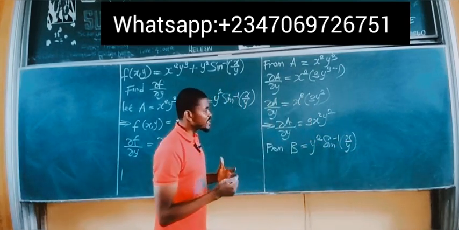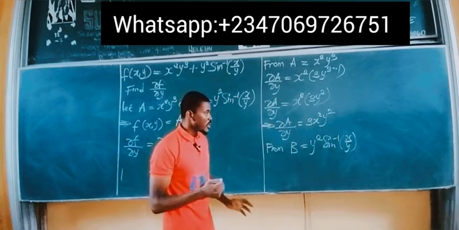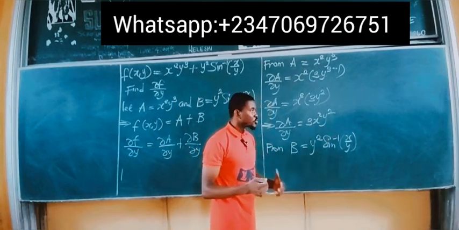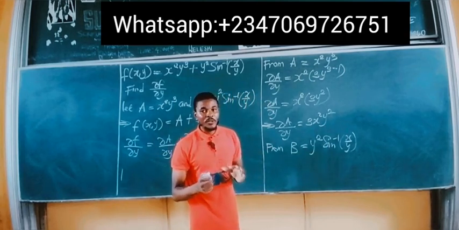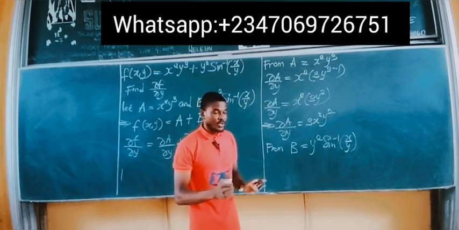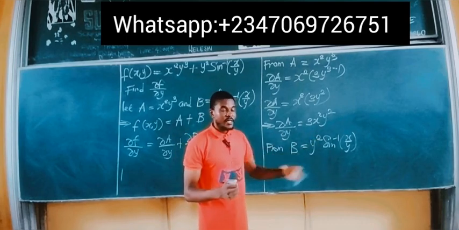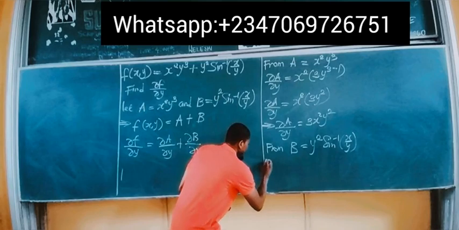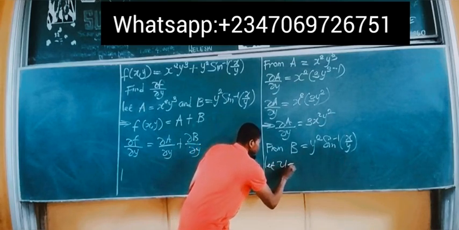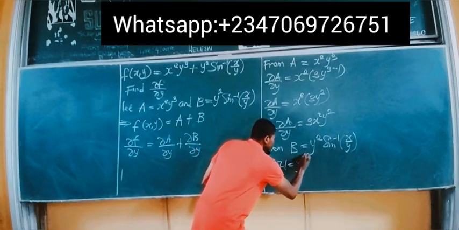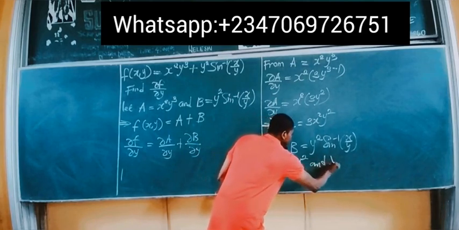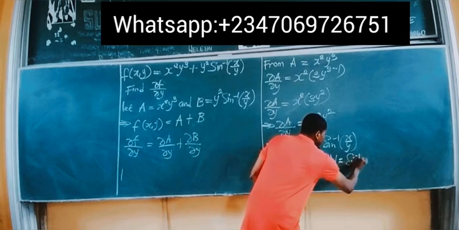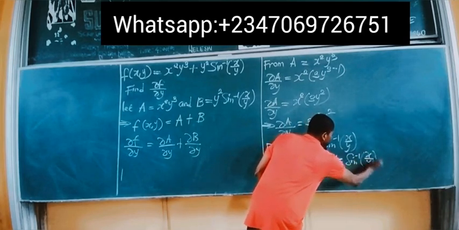Notice now that b is actually a product of two functions. I have y squared multiplying sine inverse of x all over y. So I'm going to employ the product rule to solve this derivative. Now, the very easy thing to do, from the product rule, is to say let u be equal to y squared and let v be equal to sine inverse of x all over y.